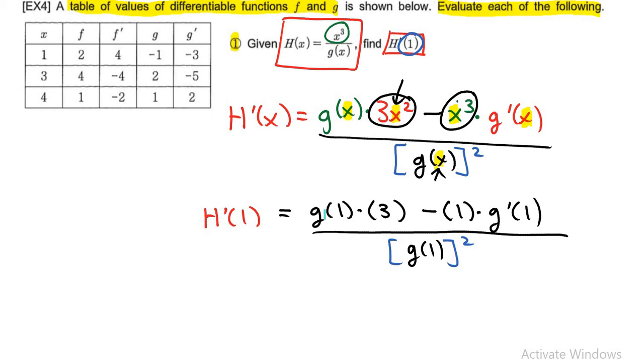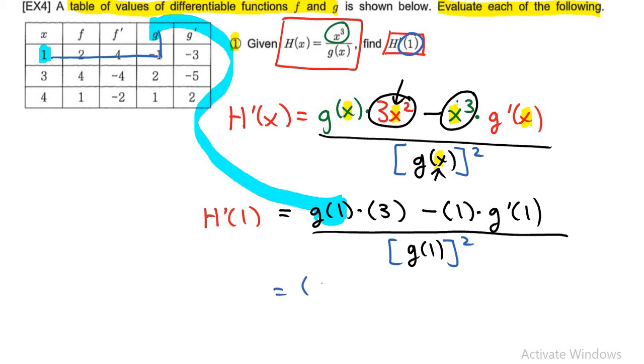Okay, so here's g of 1. So in order to find g of 1, I need to go to my table now. So going to my table, here's g, and there's 1. So g of 1, if I follow that, g of 1 will be negative 1. So that's going to be negative 1 times 3 minus 1 times. Okay, now I need g prime of 1.